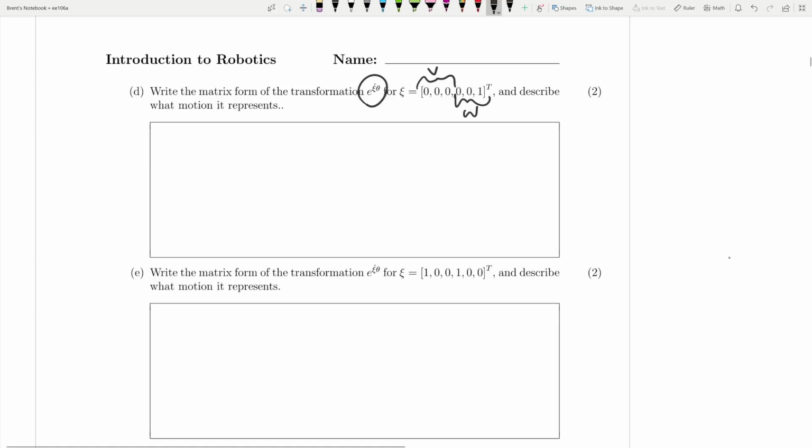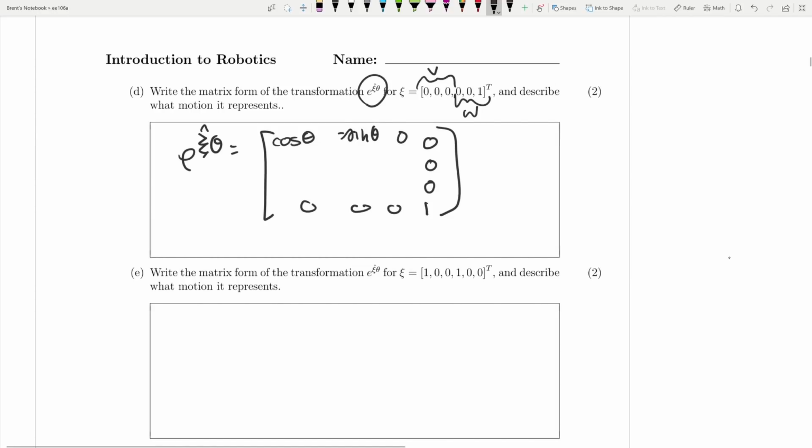So first, we'll just write out the general form of this, e to the twist hat theta is equal to this homogeneous transform with 0, 0, 0, 1 at the bottom, right? And then the translation term, again, here is all zeros, so we can fill this right column with zeros. And then all we have to put here is Rz for the rotation. So we know that Rz from earlier is cosine theta, negative sine theta, 0, sine theta, cosine theta, 0, and then 0, 0, 1. And that's it.